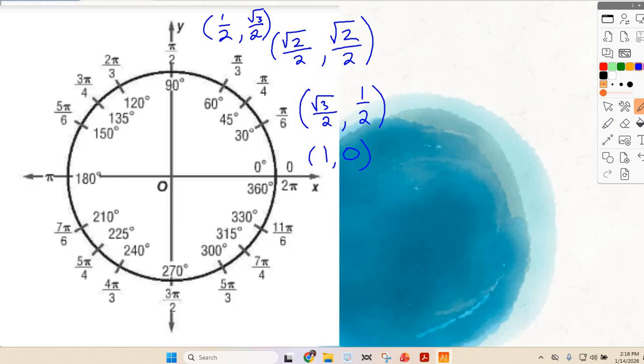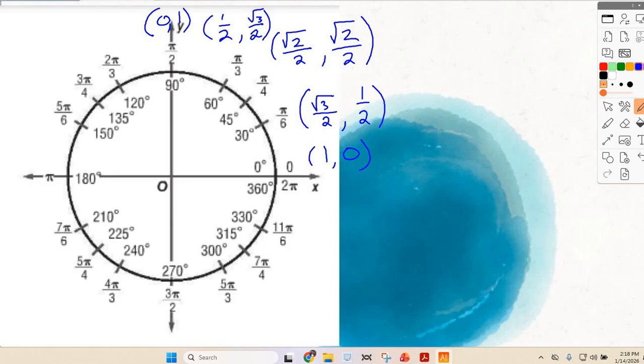And so those still give us our sine and our cosine. So cosine is 1 at 0, and sine is 0. And then cosine is 0 at 90, and sine is 1 at 90. So far, so good. Okay.